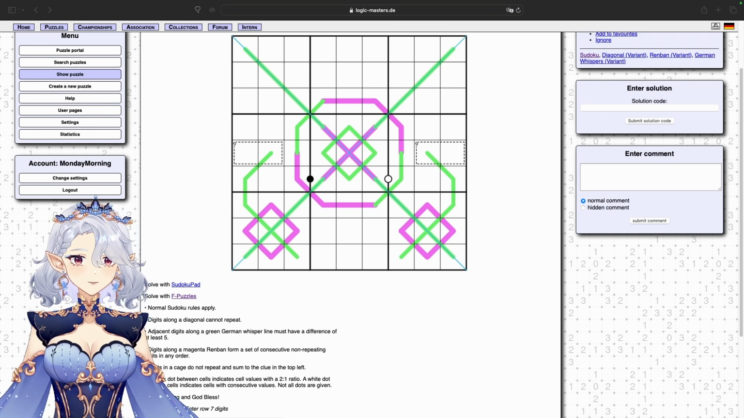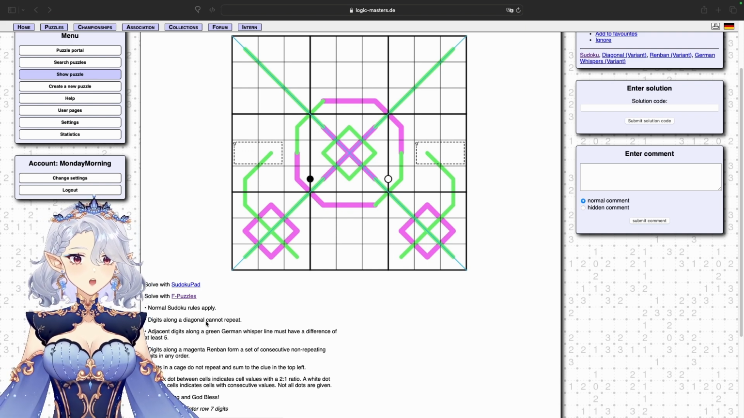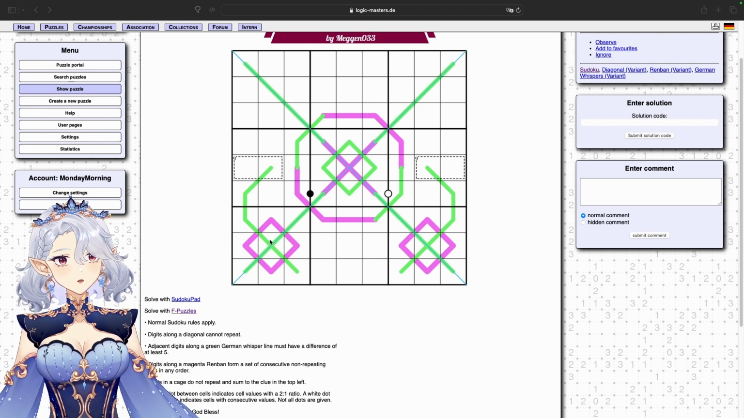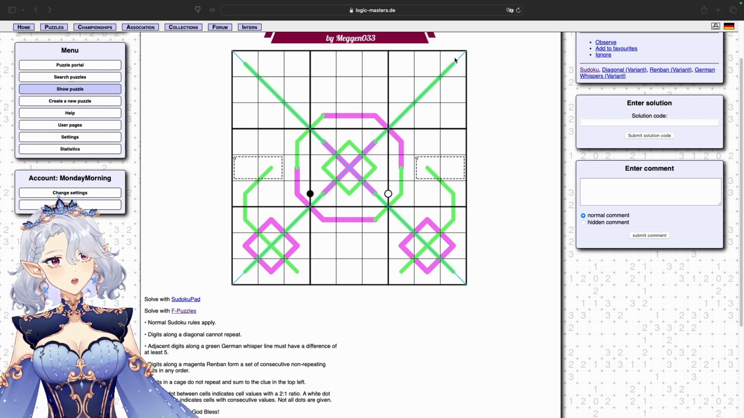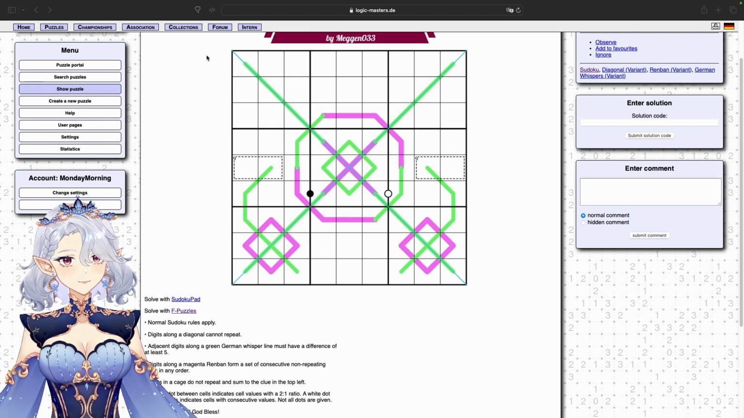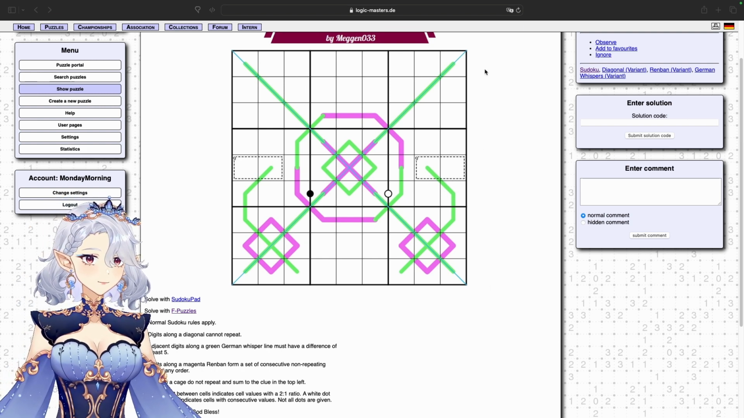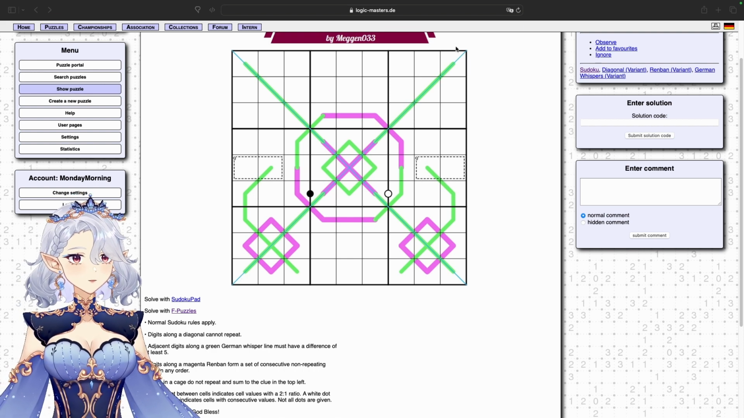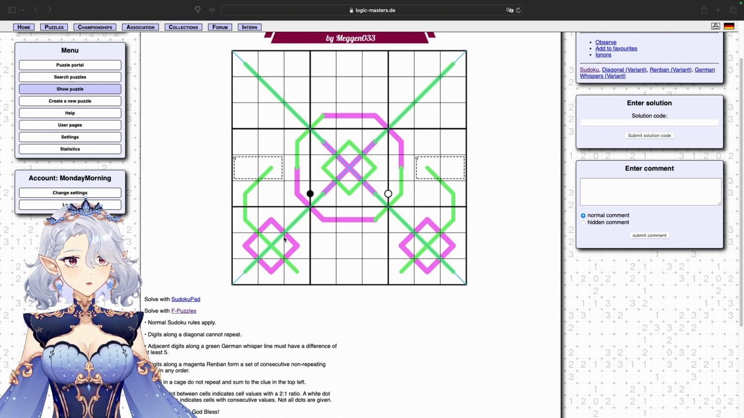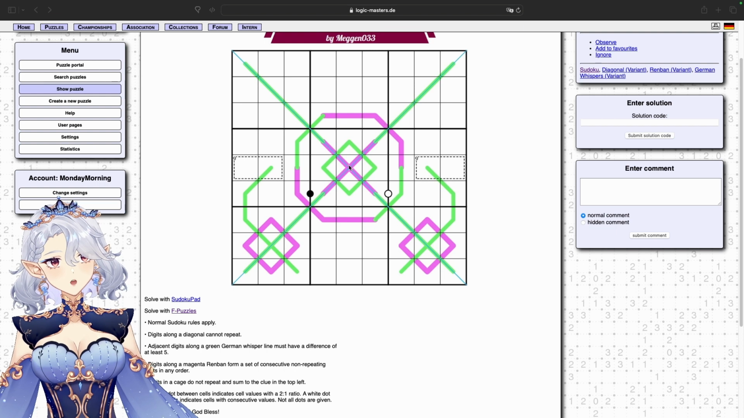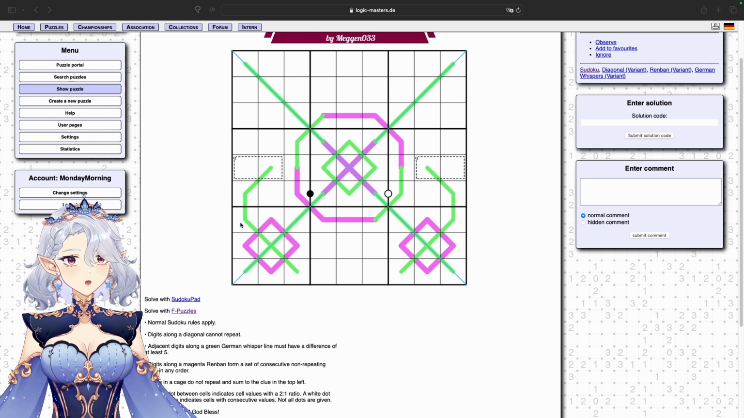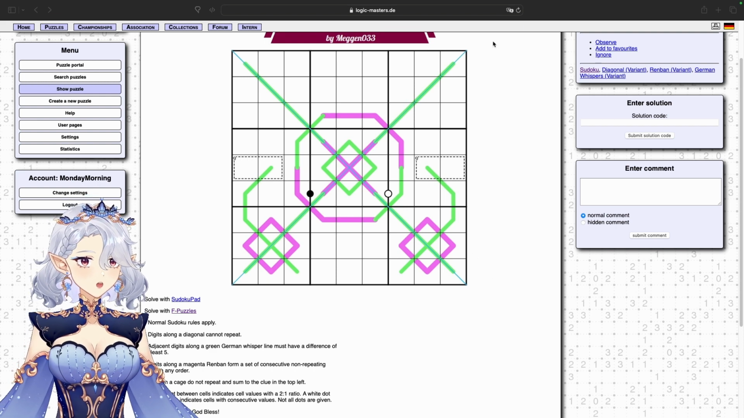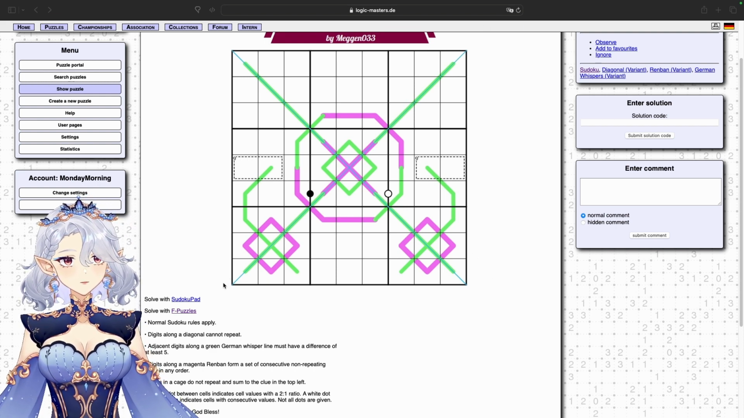Then we have the second rule: digits along a diagonal cannot repeat. The diagonals are these small blue lines here and here, and these are additional lines where only one 1 and one 2 can be. So like the column, the row, and the box, the same rules apply to the two diagonals through the puzzle.